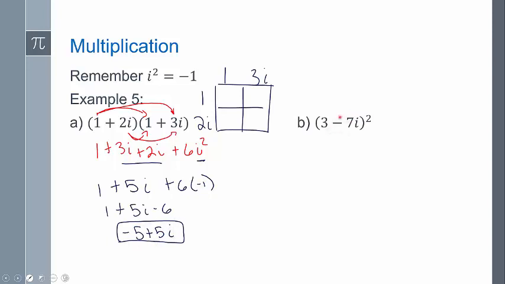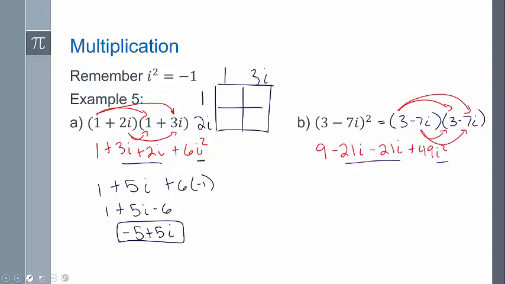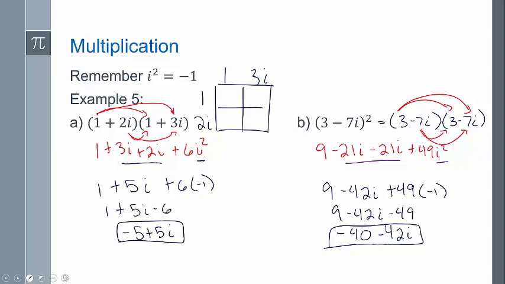Remember, this does not mean you distribute that 2. No, no, no. It means I have 2 of these. So 3 minus 7i and 3 minus 7i. And so you'd go through and you distribute all of that. But I'm going to quickly skip through that. If you guys want to work on it on your own and take a look at it, that should be your final answer.